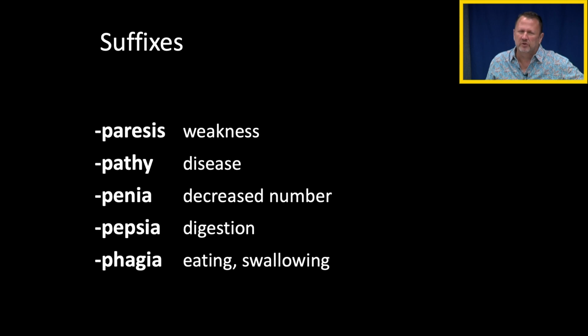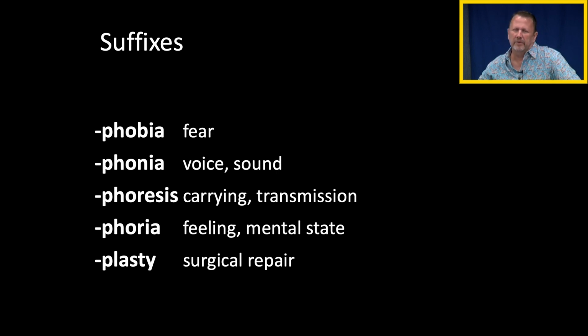Phagia means to eat or to swallow, and so if they have dysphagia, they have pain with eating, pain with swallowing. A phobia is some kind of fear or avoidance of something. Phonia has to do with the voice or the sound. Pheresis means to carry something from one place to another. Phoria is a feeling of a mental state, so you'll hear the word euphoria describe feeling just wonderful. Euphoria is just this overjoying feeling of wonderful.